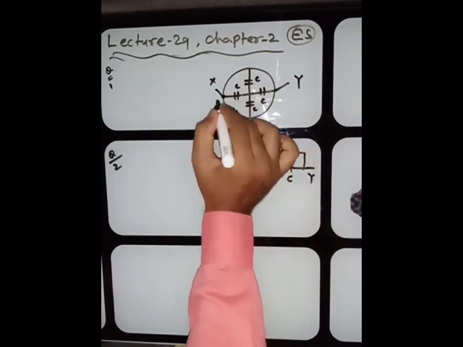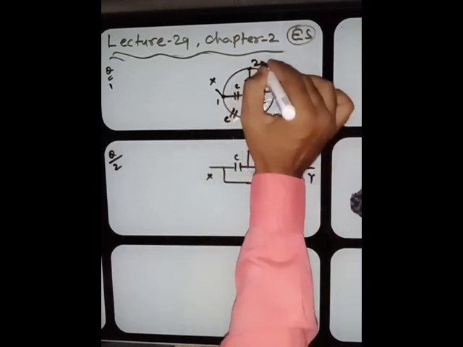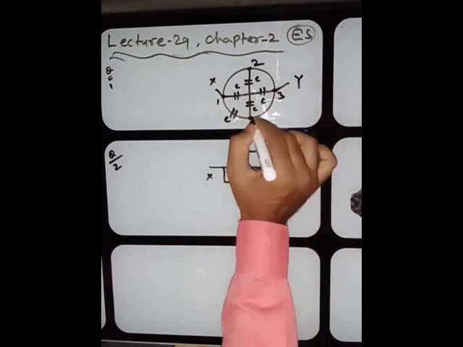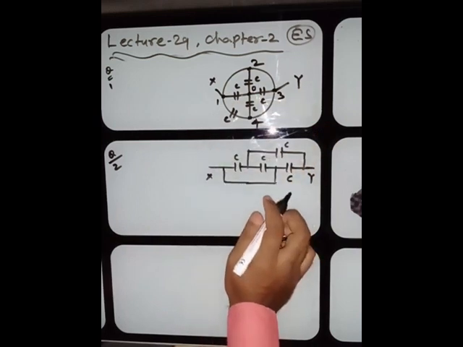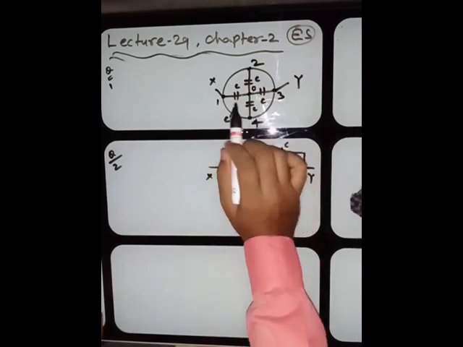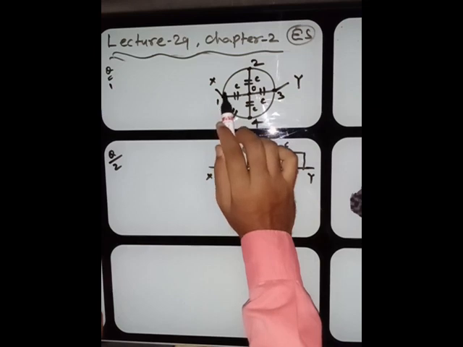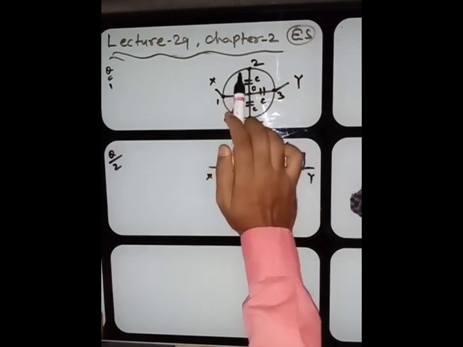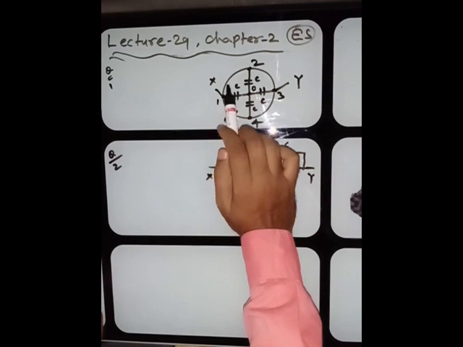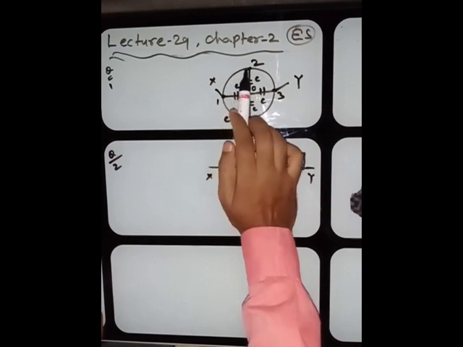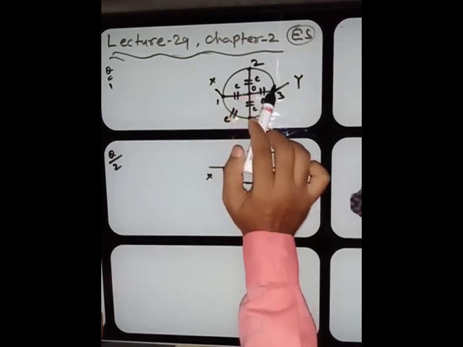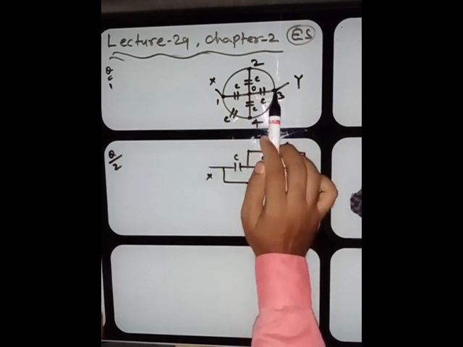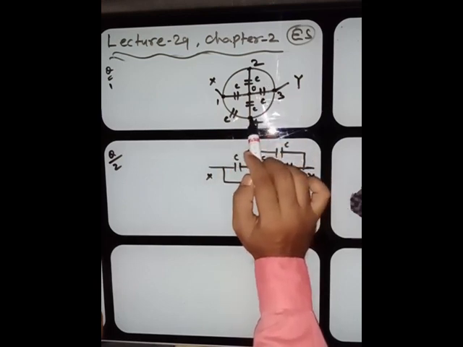Suppose the points 1, 2, 3, 4, and this is the point O. Here, student, you can see this point X, which is 1, and 2 is connected with a conductor. There is no component between 1 and 2. Now 2 and 3 are also connected with a simple conductor. It has no device. Now 3 and 4 are also connected with a conductor.